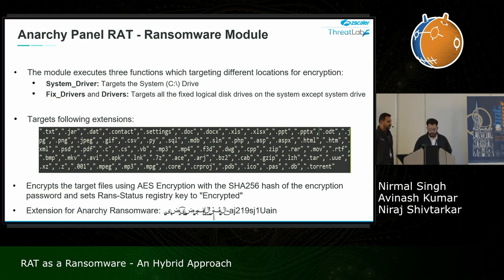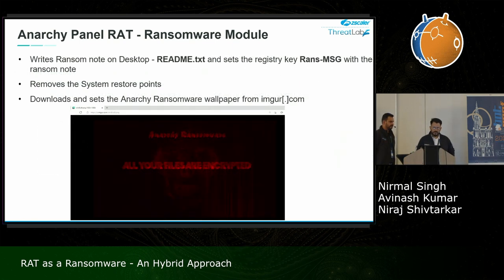We have also seen that it is using this extension. It seems like some Arabic language extension, but we don't know what exactly it is. We also tried with Google Translator. After the encryption is done, it will download a wallpaper from mgo.com and set it on the desktop. And after that, it will also remove the restore point from the system.